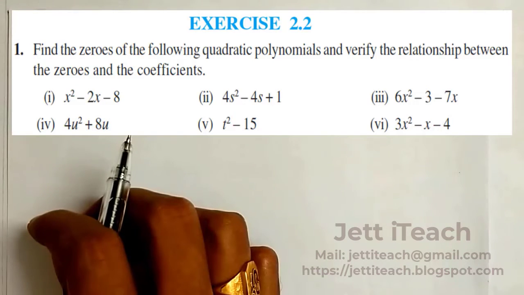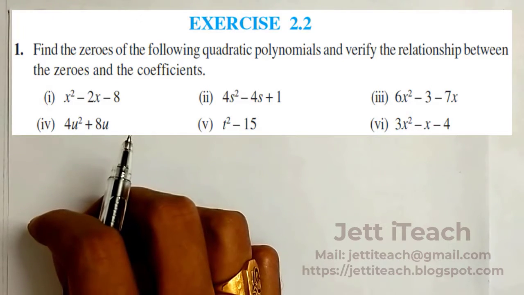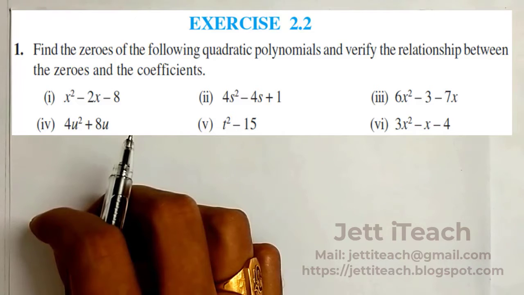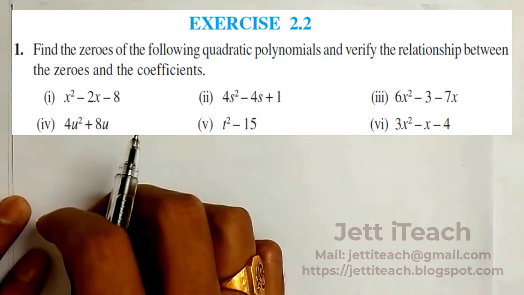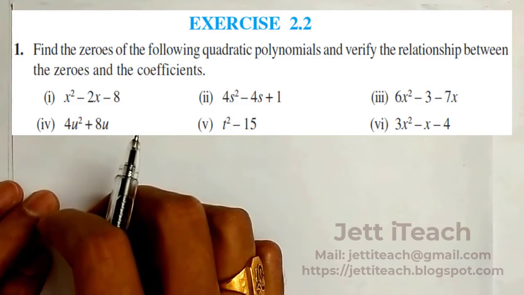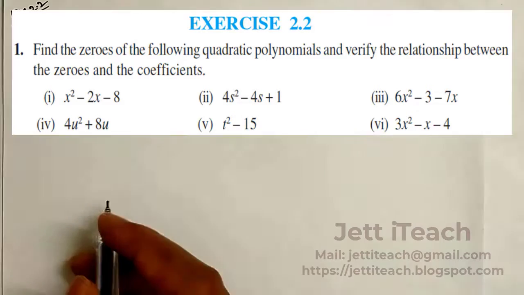Exercise 2.2, question number 1. Find the zeros of the following quadratic polynomials and verify the relationship between the zeros and coefficients. The first and second ones we already discussed in the previous video. So now we can see the third one.